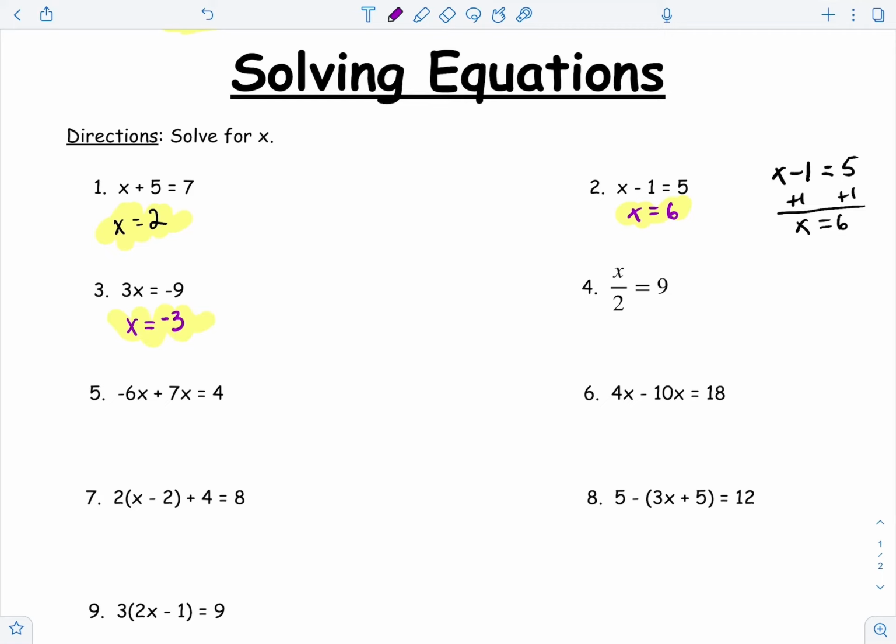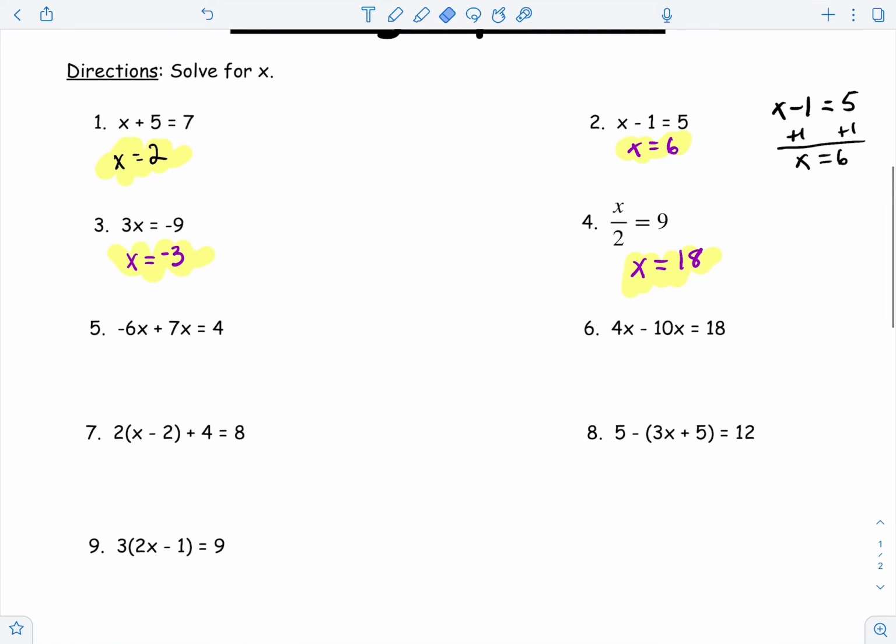Well, you guessed it, 18. And if you didn't guess correctly, that's okay. Notice that we're dividing by 2 here. So if we want to get the correct answer, we need to multiply 9 by 2 to get our answer. So the opposite operation. So those were just to warm us up a bit.